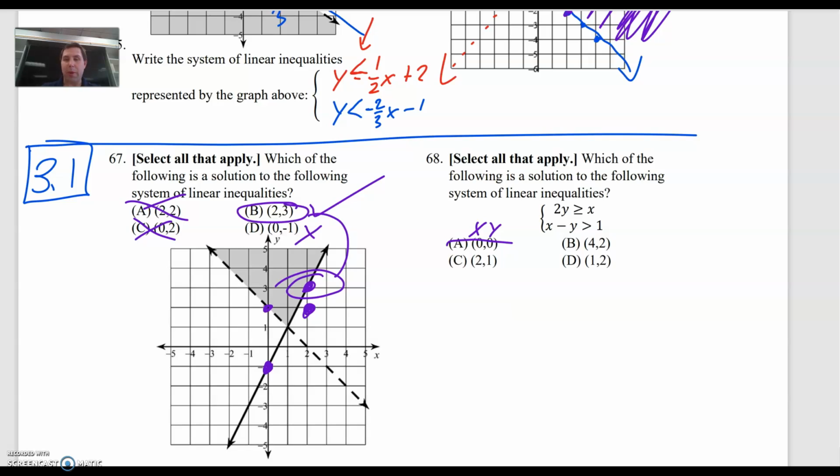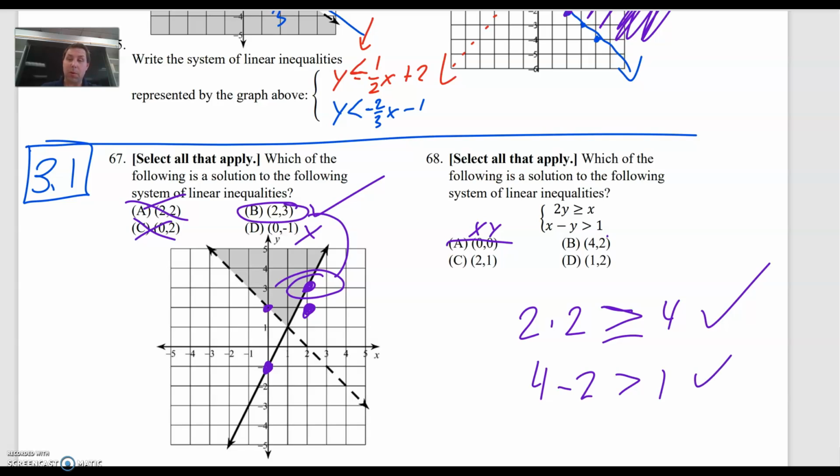So now let's try B. X is 4, y is 2. I'll plug that in. This is 2 times 2, which is greater than or equal to 4. That's true because 2 times 2 is 4, so it does work for the first one. But if I plug it into the next one and see what happens, 4 minus 2 is 2, which is greater than 1. So it works. So we know this one is a solution because it worked for both inequalities. That's exciting.